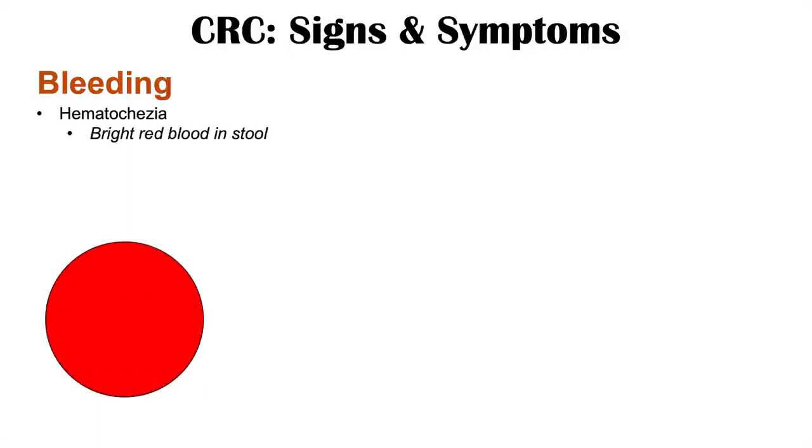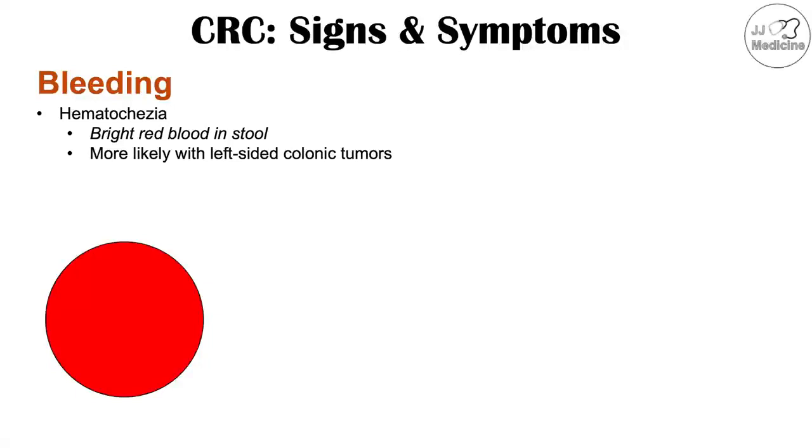Some other very important signs of colon cancer include bleeding. So bleeding can either be hematochezia, which is going to be a bright red blood in the stool. This is more likely going to occur with a left-sided colonic tumor. So if there's a tumor growing in the left colon, you can imagine that it may be disrupting a lot of the mucosal surfaces in the colon, leading to bleeding. So there will be bright red blood in the stool.